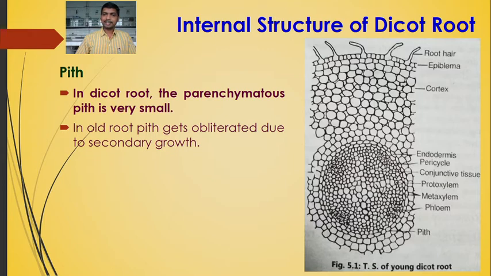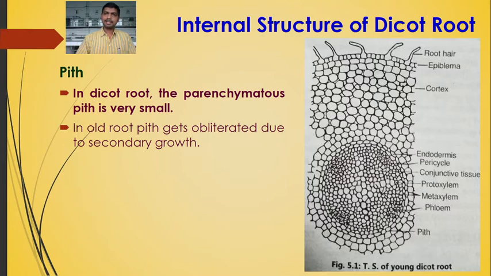Again, the exarch condition we have seen: xylem is exarch, meaning protoxylem towards the periphery and metaxylem towards the center. Further, if we count the number of xylem strands, there are 4 xylem strands. So here is the tetrarch condition. So this is all about the internal structure of the dicot root.